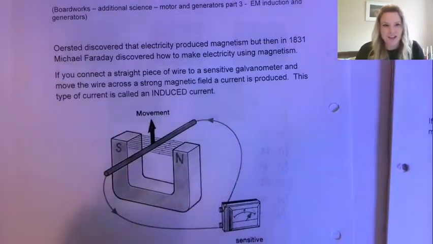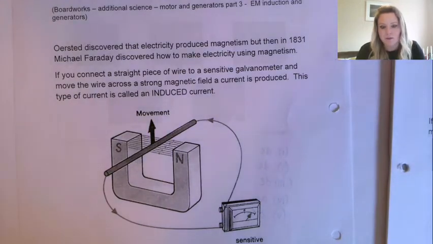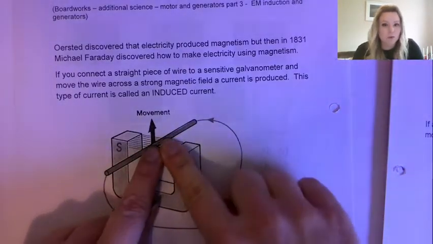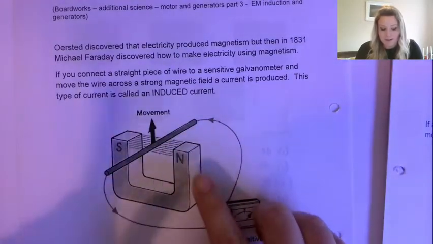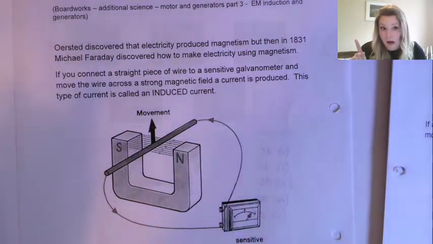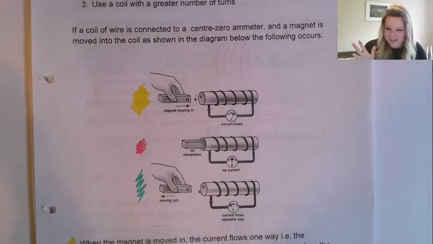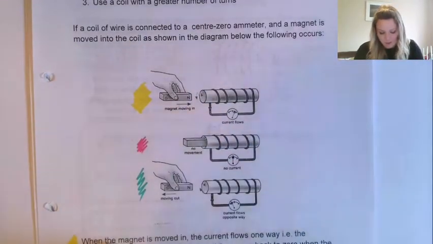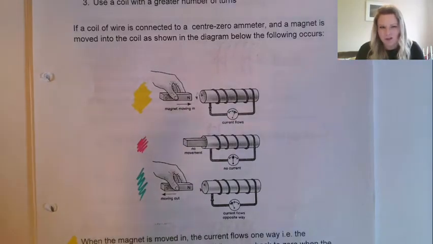So it doesn't have to be the wire that's moving, it can be the magnetic field that's moving, as long as the two things are moving relative to each other. So you can either produce a current by moving a wire in a magnetic field or moving a magnetic field near a wire. That was when we looked at this. This is page 227 in our notes if you want to be following along.